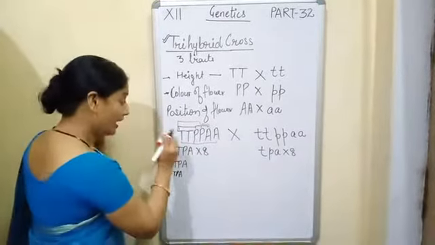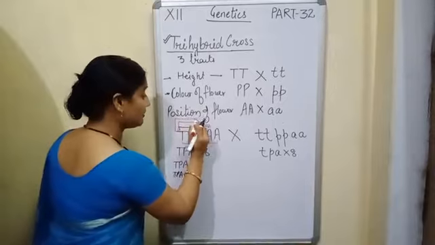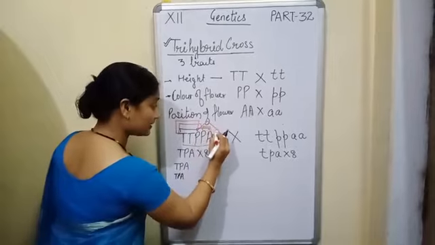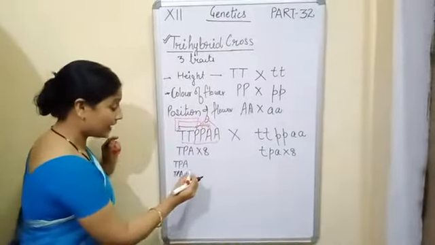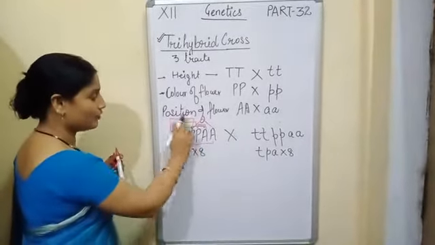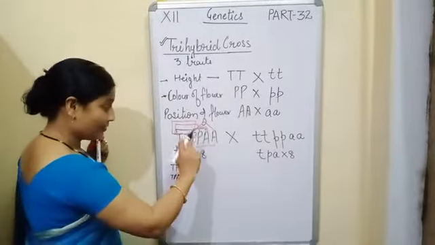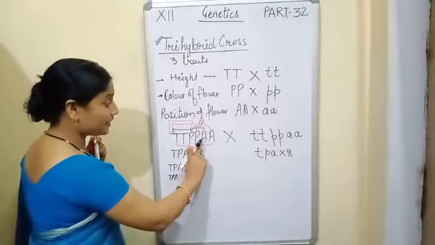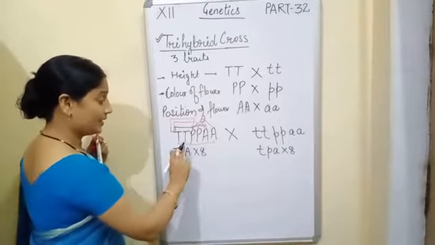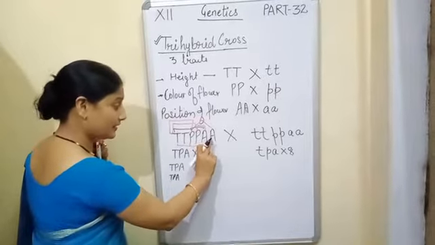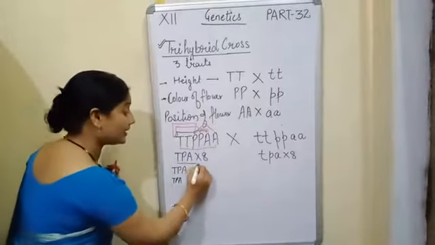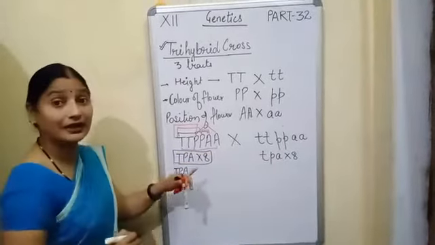Getting my point? Again, same T with this P and this A. Again we will get TPA. In this format, now we have got 4 TPA. Once again, this T, this P, this A, this T, this P, this A, this T, this P, this A, and this T, this P, this A. So total 8 TPA, 8 gametes we will get.